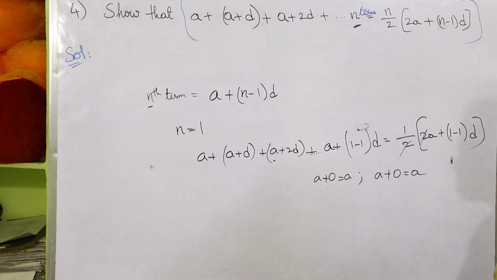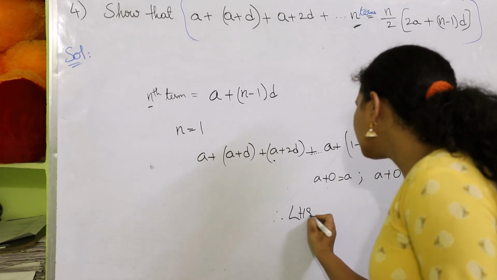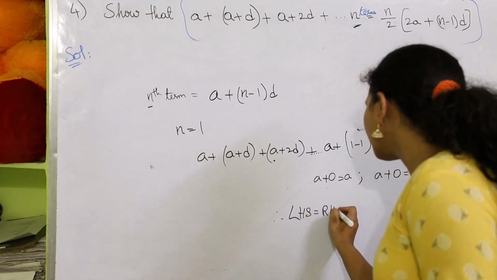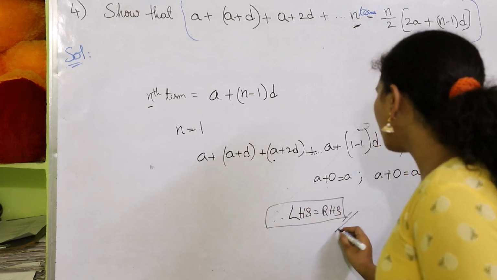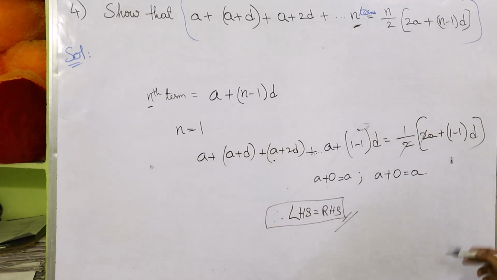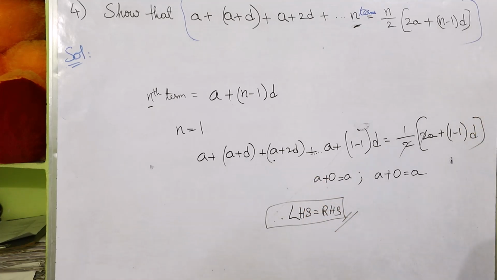LHS value we got is a, and RHS value we got is a. So therefore I can conclude that LHS is equal to RHS. Clear? Are you getting it? Very good. Now we are done with the first step, or case 1.